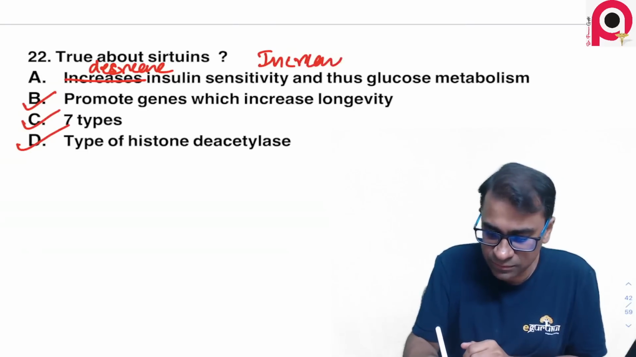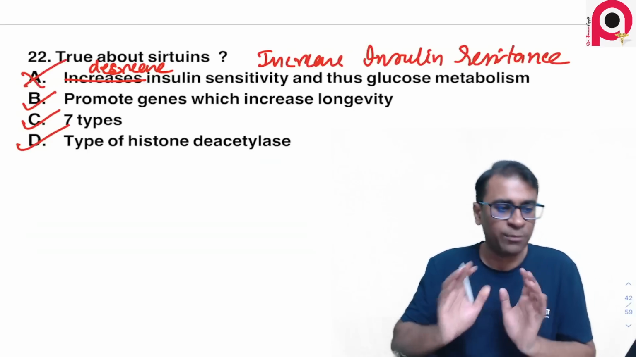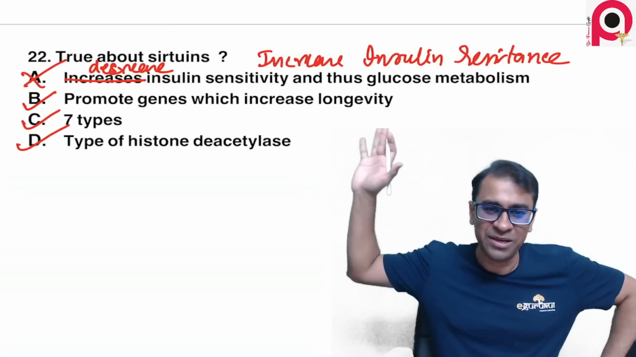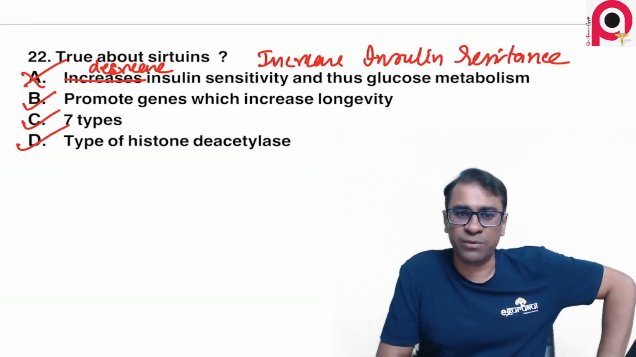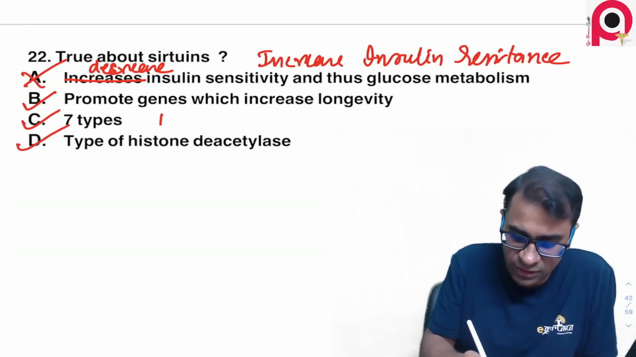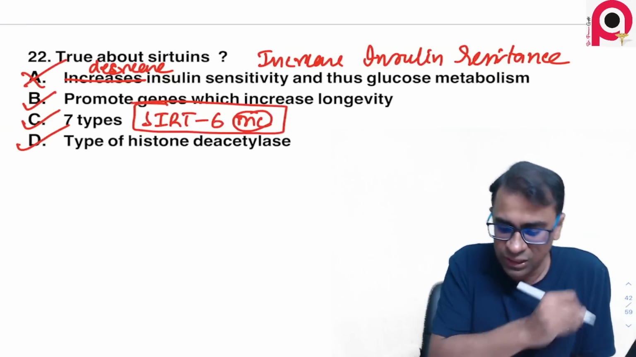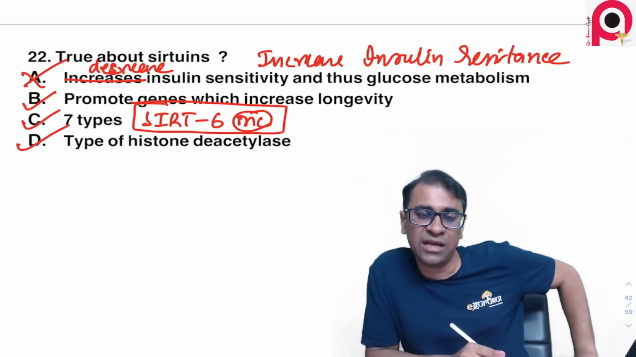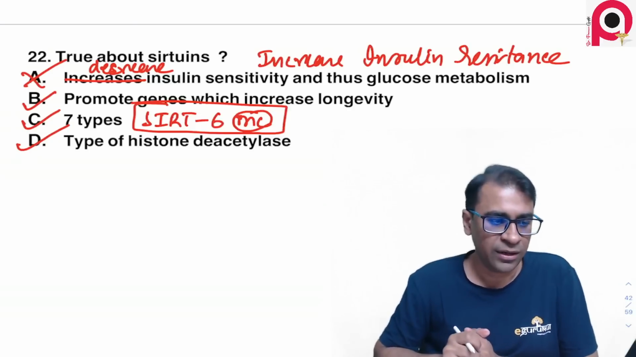It increases insulin resistance. So A cannot be there. If this is a single choice question, the answer would be B. But if it's a multiple choice question, B, C, and D would be the best answer possible. Remember, there is Sirt6, the most important and most common gene which causes the same effect. I talked about this in class: it's a type of NAD dependent protein, and that is what is called a histone deacetylase.